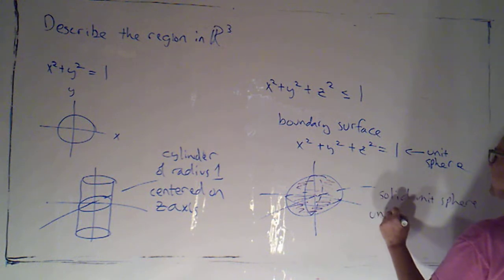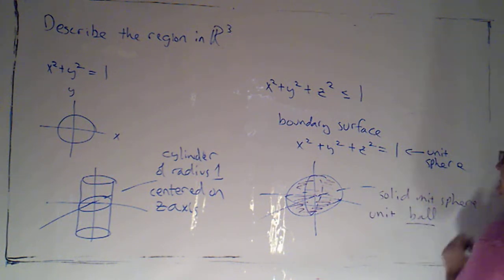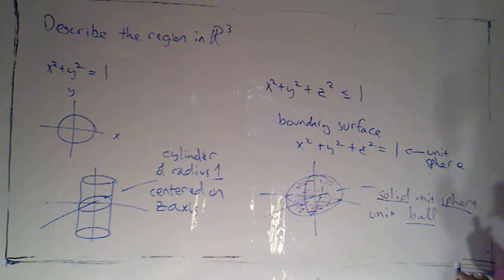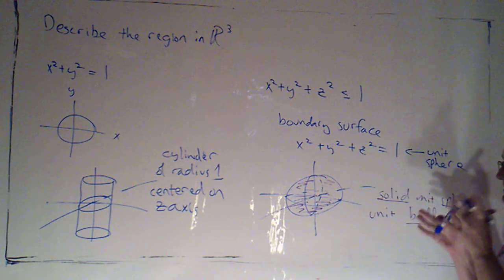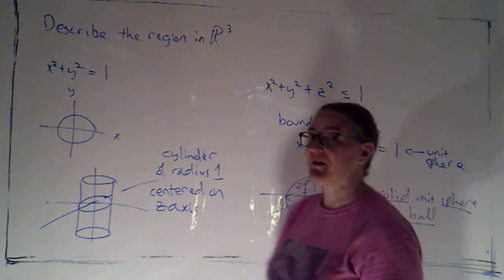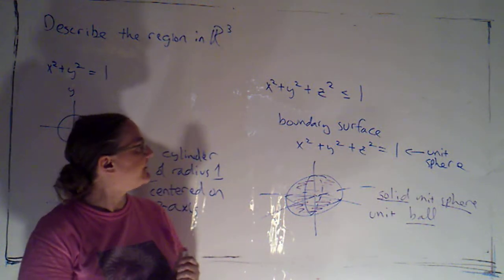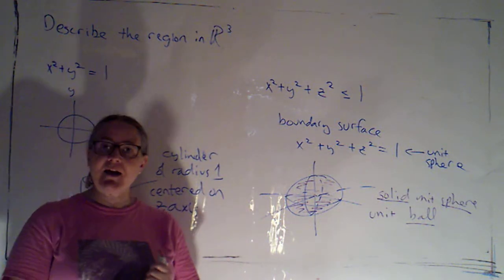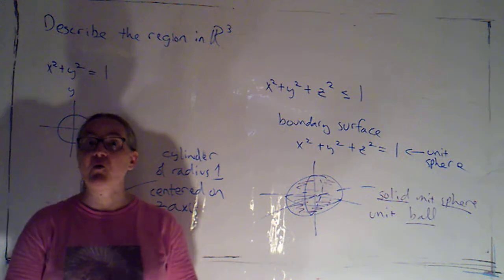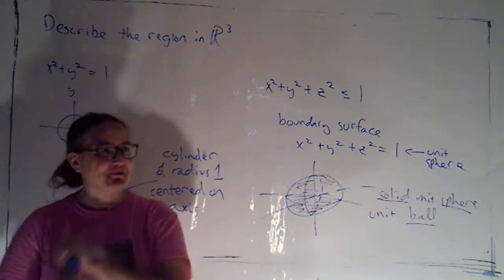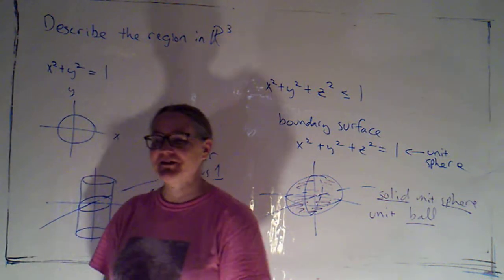or I could refer to that as the unit ball. A solid sphere is also called a ball. If you just say sphere, in general it means that you're talking about the surface of the sphere. Okay, that finishes up section 13.1 for us. So we've made it through our first section in multivariable calculus.